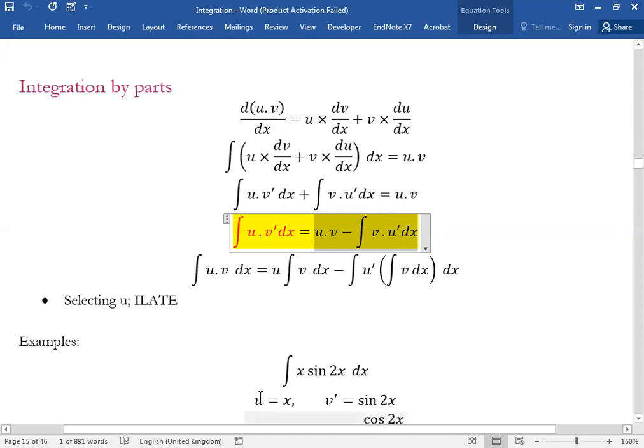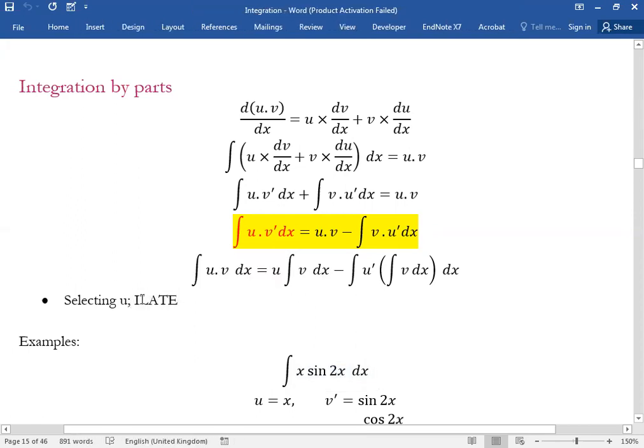The integration is yet to be done. So if I give you this function x sin 2x, there are two functions being multiplied. One is x and the other one is sin 2x. While selecting u, we keep in mind this preference. Why? Because we don't use the integral of u anywhere, we use the integral of v. So we take u as the one that is easier in the order of integration: inverse trigonometric, logarithmic, algebraic, trigonometric and exponential. We follow this rule while selecting u.